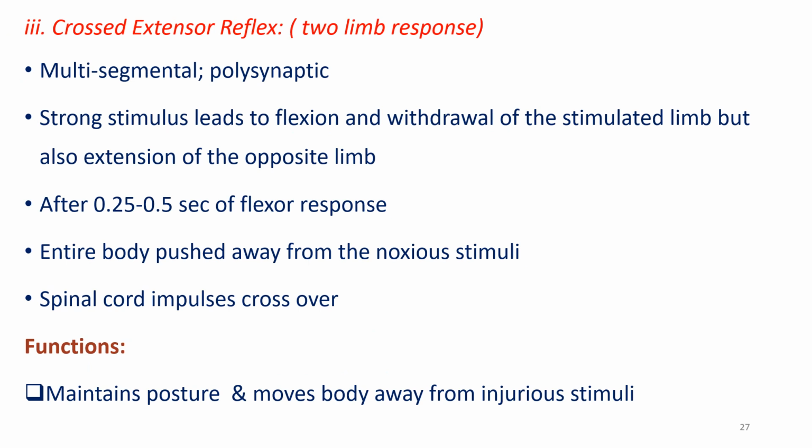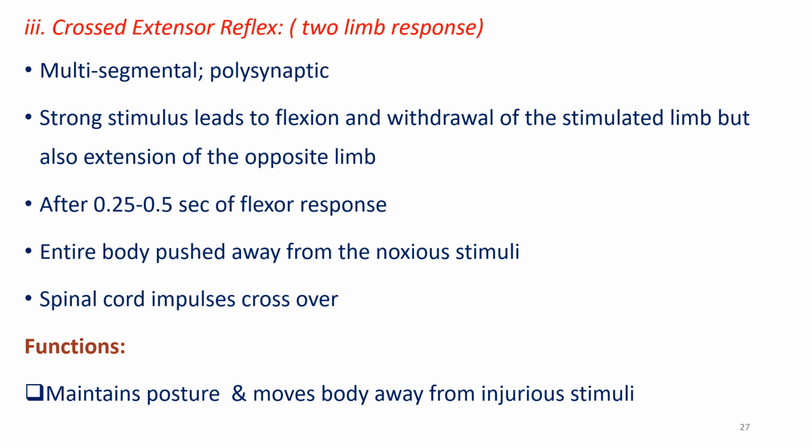So another important part of flexor withdrawal reflex is crossed extensor reflex. It is a two-limb response. So when a strong stimulus is applied to the limb, the response includes not only the flexor withdrawal of the limb but also extension of the opposite limb, what we call the crossed extensor reflex. This is multi-segmental and polysynaptic.